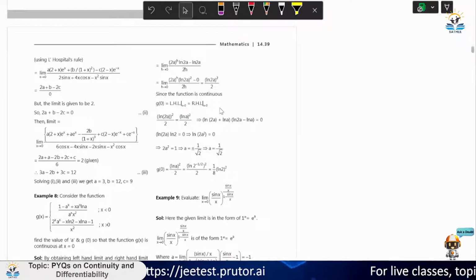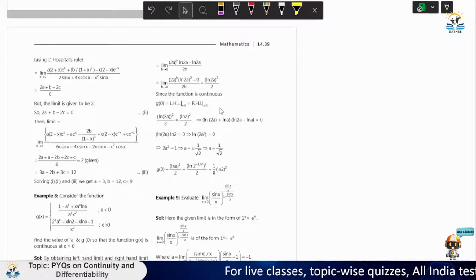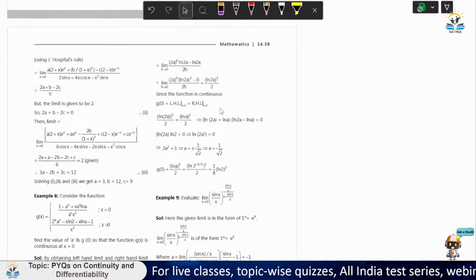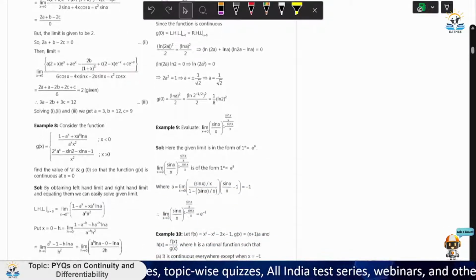And yeah, so we were discussing the PYQs over limits, continuity, and differentiability. It's a club topic, right? It is not evident that one question is on one topic. There can be some cases where one topic is on one question, but usually in mains and advanced there is a combination of these two or these three. So let's continue the questions.